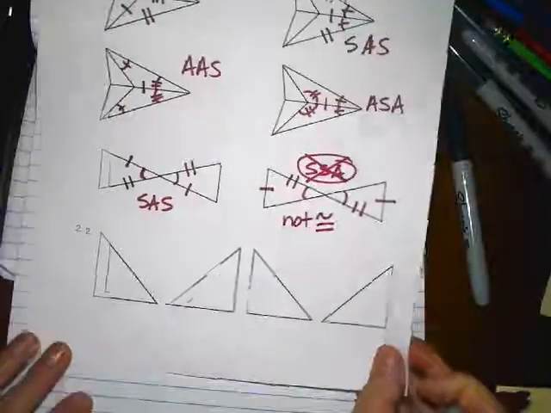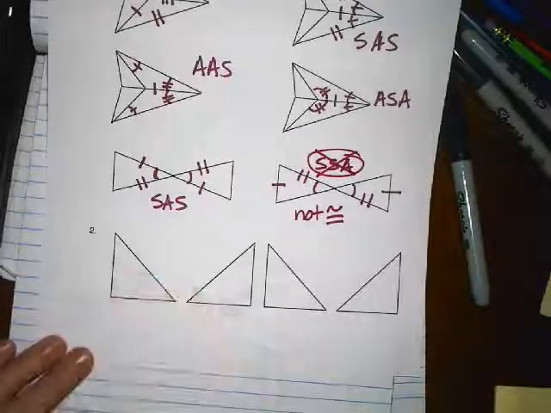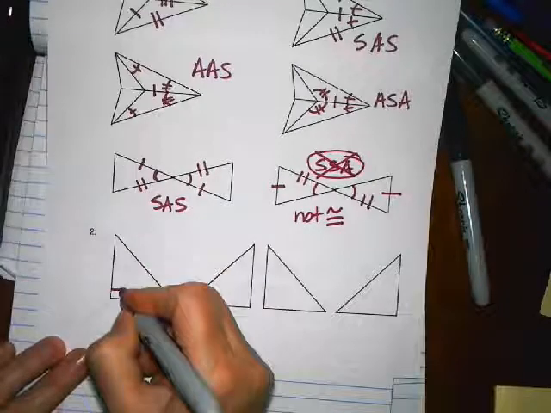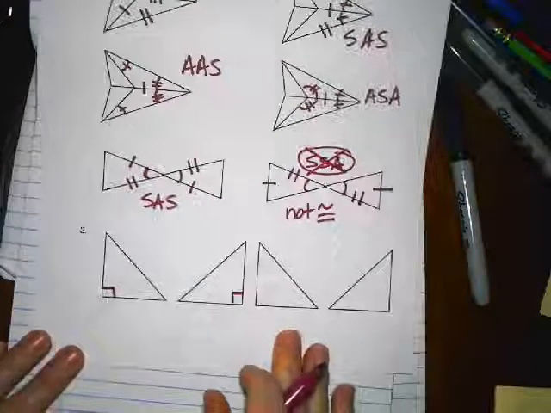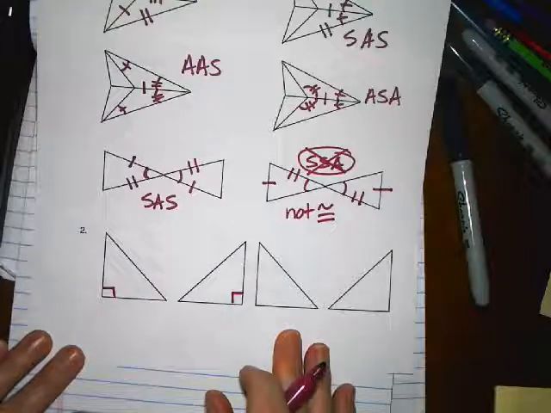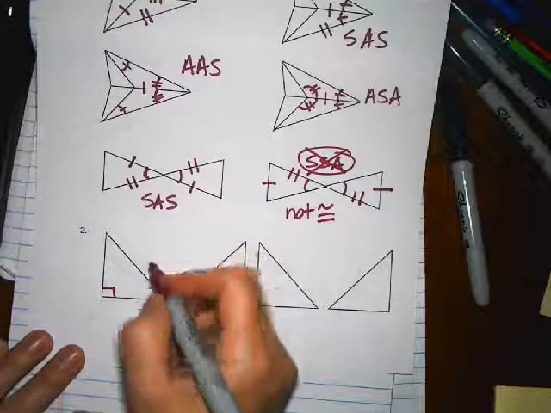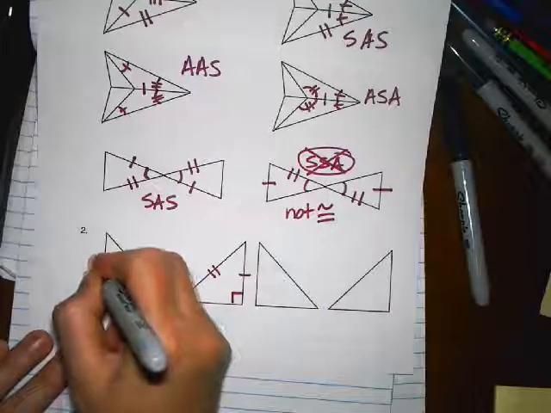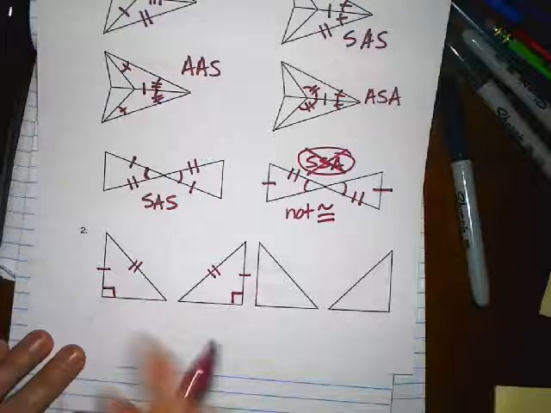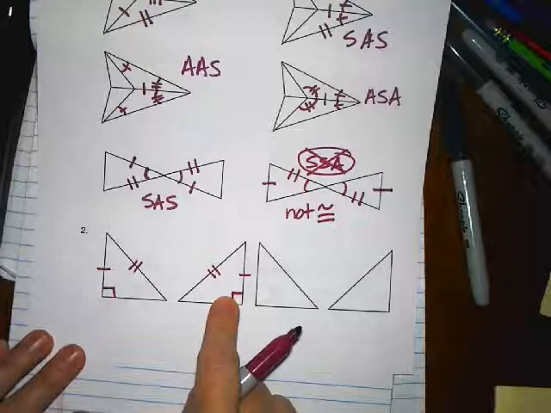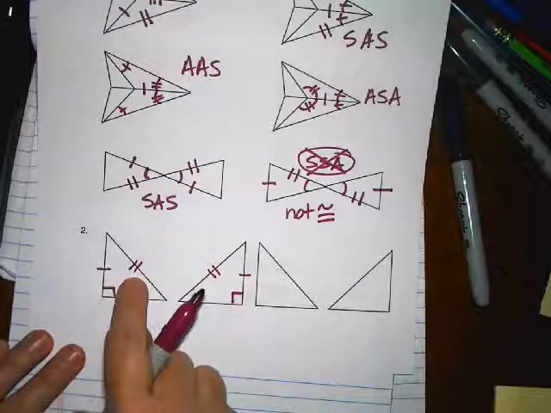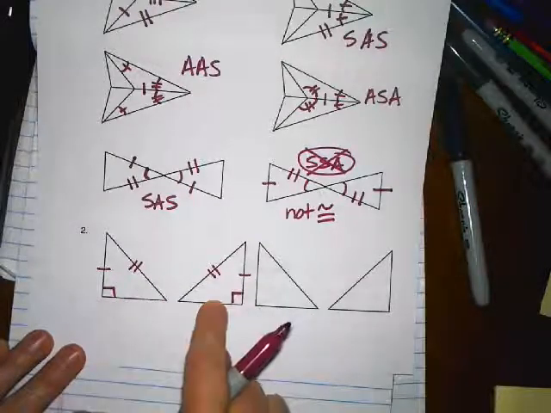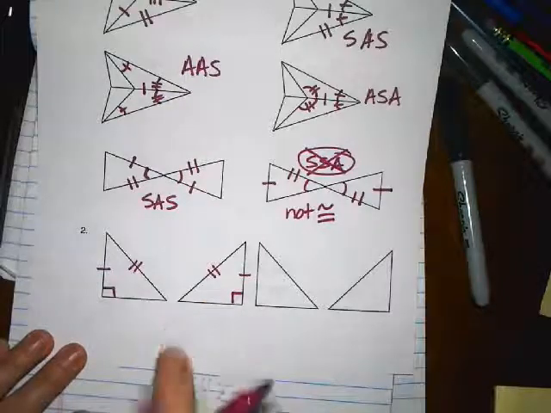Okay. We've got a pair of right triangles. So there's a clue right there that this could be HL. Let's see what we have. We've got a pair of hypotenuses that are congruent, another pair of sides that are congruent. Well, that's the definition of HL. If you have a hypotenuse congruent to a hypotenuse and a leg congruent to a leg, then you know that those two triangles are congruent. I explained that at the beginning of this video.